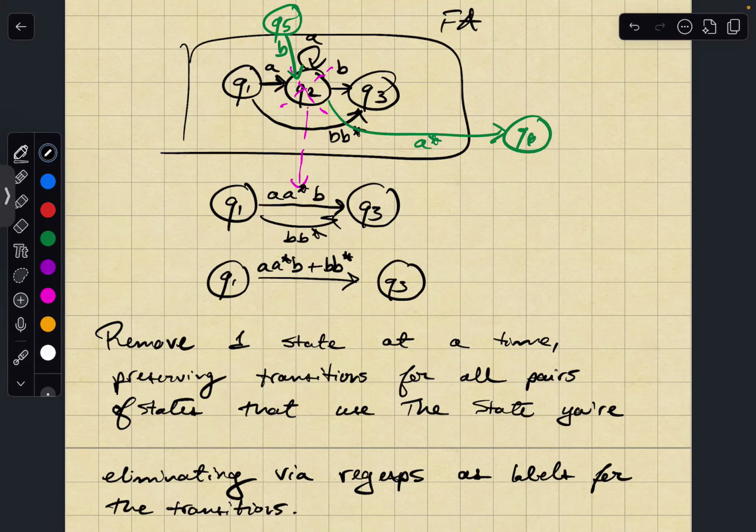Okay. Yeah, so I think you had a question first. The question is, do you need a minimized DFA to run this on? No. You can actually run this on an NFA as well, with epsilon transitions. So we'll see actually how to do that in a second.